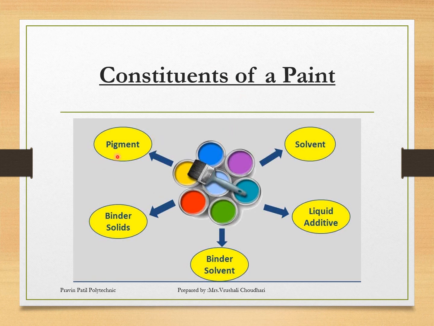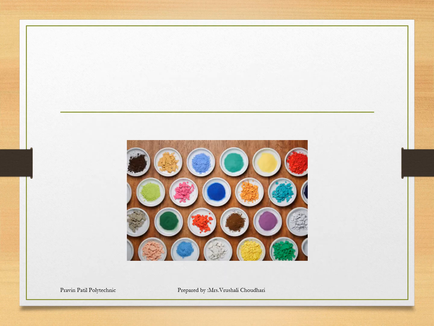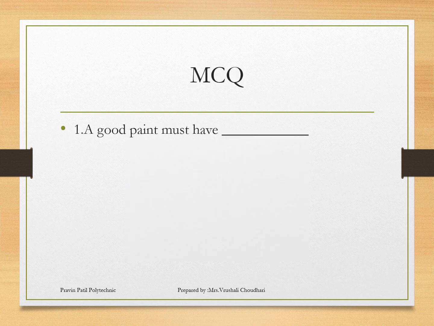When we mix pigment, binding solids, binder solvent, liquid additive and a solvent, the different colored paints are prepared and manufactured. These are the pigments which give different colors to the paint, which we are going to learn in the next chapter. We are going to solve some MCQs based on today's lecture.